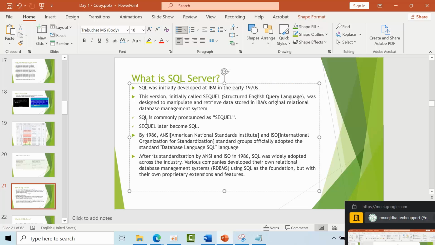Later on, it was commonly pronounced as SQL. Now, in the US, if you ask what is your job, they say, I am a SQL administrator. They call it by this name only, but nowadays in India, people call it SQL admin, MSSQL DBA admin. But in the US, most people will call it SQL. Now SQL has become SQL.